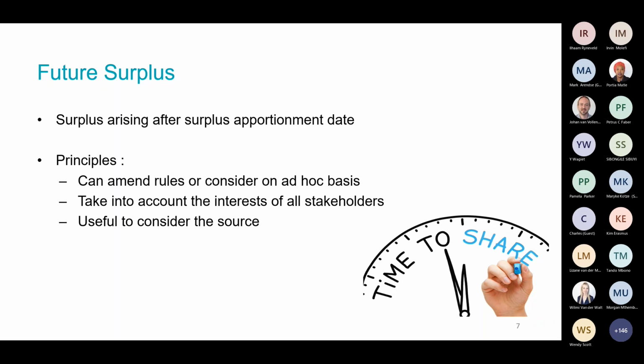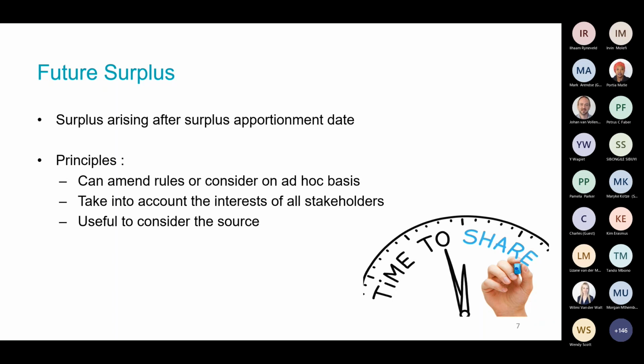Now, when the rules are drafted, or at any point when the board decides to allocate the surplus, they need to take into account the interest of all stakeholders. That's the principle that is included within Section 15C. So the question would be, is it fair, is it reasonable to give it to a specific stakeholder? When you take into account their interest, you also consider the sources of the surplus. Where does the surplus come from?